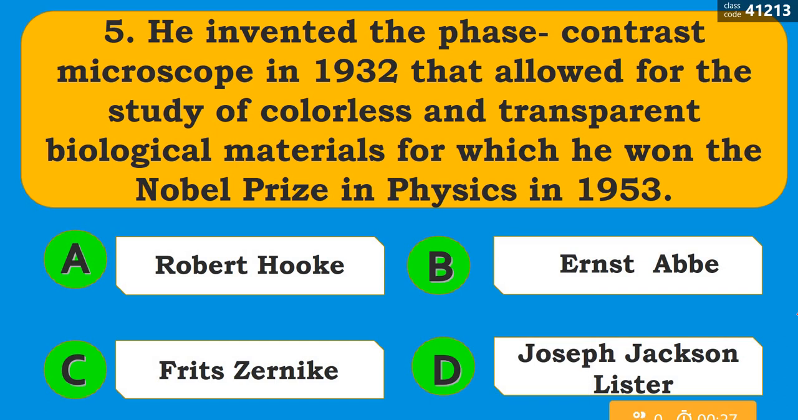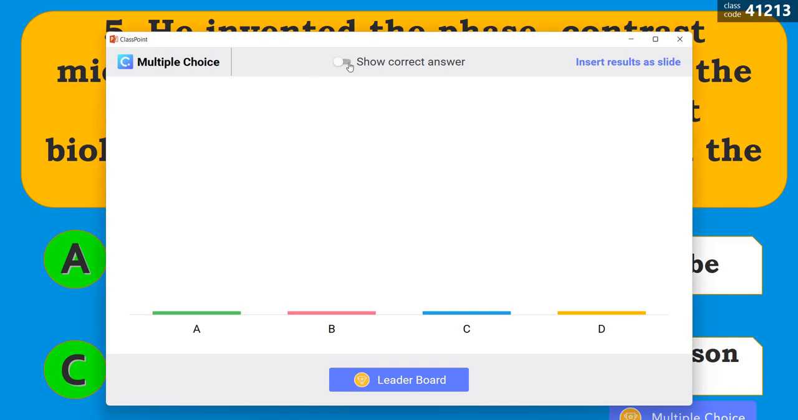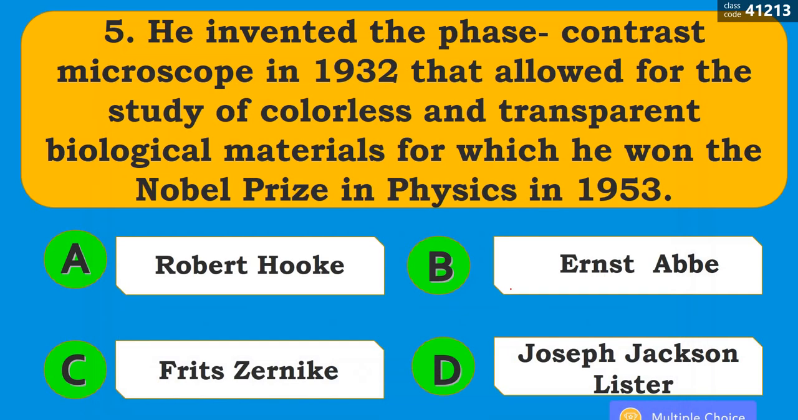Okay, let's move on with the last question. He invented the phase contrast microscope in 1932 that allowed for the study of colorless and transparent biological materials, for which he won the Nobel Prize in Physics in 1953. Is it Robert Hooke for A, Ernst Abbe for B, Fritz Zernike for C, or Joseph Jackson Lister for letter D? Okay, time is up. Let's reveal the answer. The correct answer is letter C, and that is Fritz Zernike. Congratulations to those who got it right.